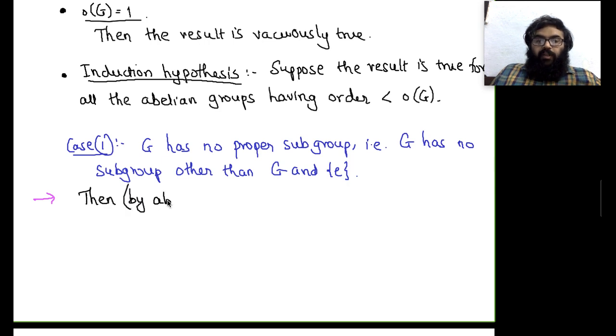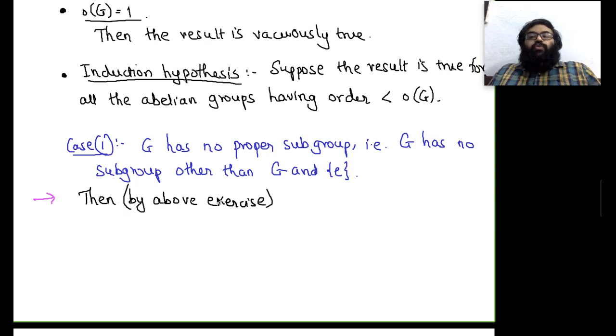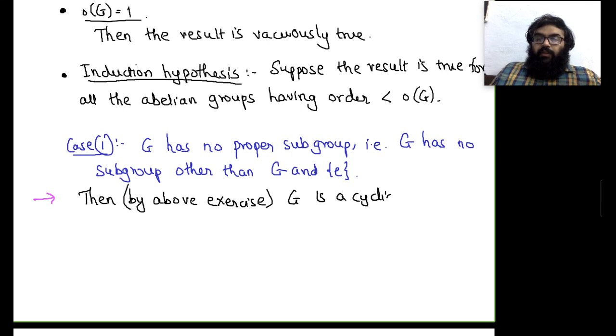So I just write here for your reference. Then by the above exercise, we need not prove this in the exam if Cauchy's theorem is asked for abelian groups. This much you can assume, but I recommend you all do this exercise. Then by the above exercise, G is a cyclic group of prime order.